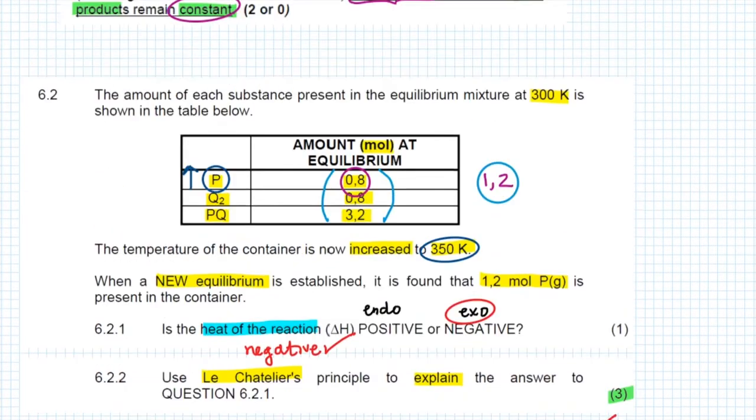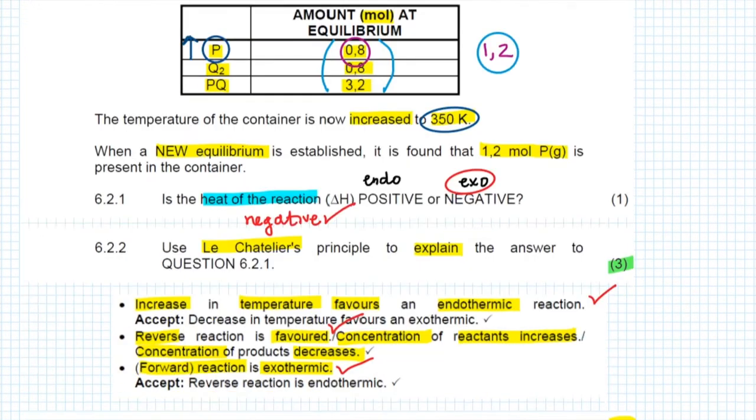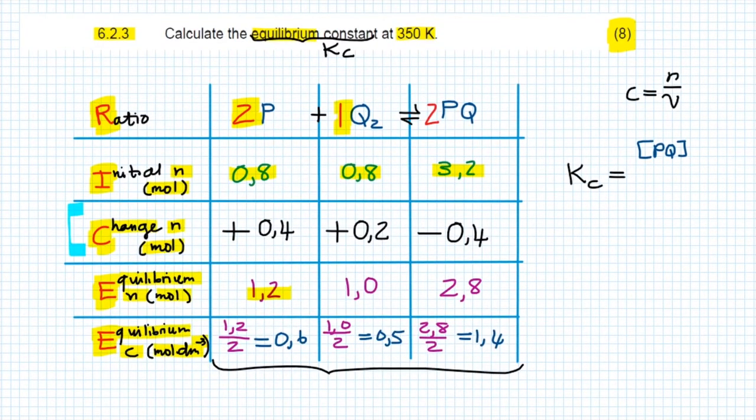Fortunately, all of these compounds are in the gaseous state, right? So that means they can all be included in the Kc calculation. So we take PQ, we're going to place it to the power of 2. Where did I get that 2? From the ratios. Then we're going to divide this by the concentration of P, and this we're going to place to the power of 2, multiplied by the concentration of Q2, which we're going to leave to the power of 1.